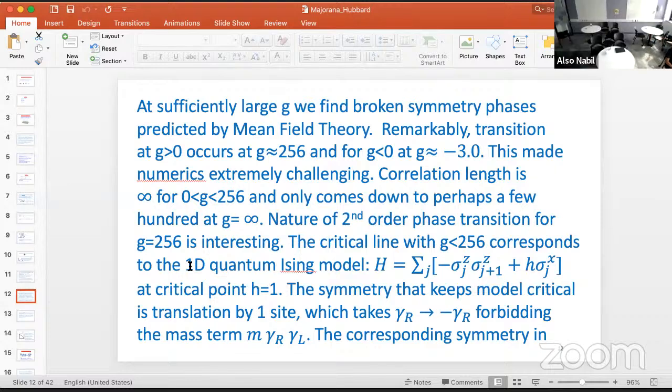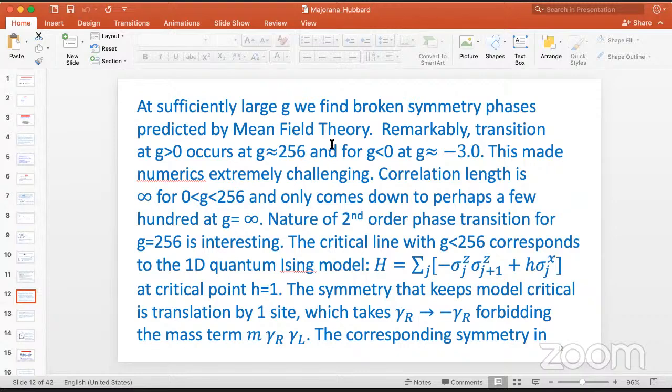Okay, so we studied phase transitions using density matrix normalization group. And remarkably, the transition for positive G occurs at G near 256. And the transition for negative G occurs at G near -3. So this makes the numerics very challenging at large positive G. But Armin Romani was able to do the numerics eventually. So the correlation length is infinity for G between 0 and 256. It only comes down to perhaps a few hundred at G of infinity. So the nature of the second order phase transition for G of 256 is interesting.